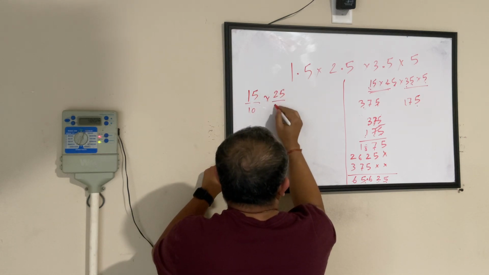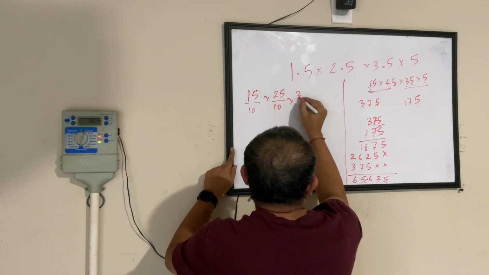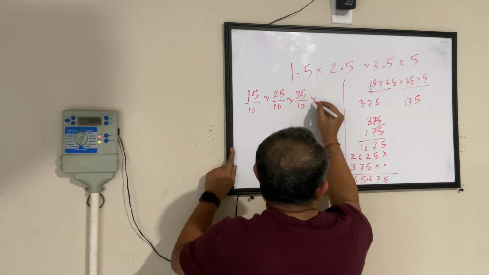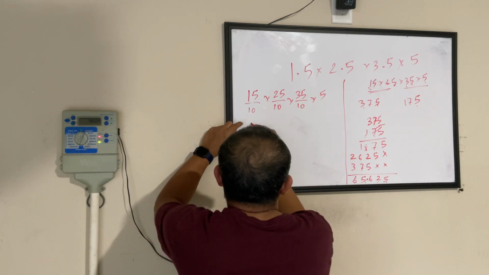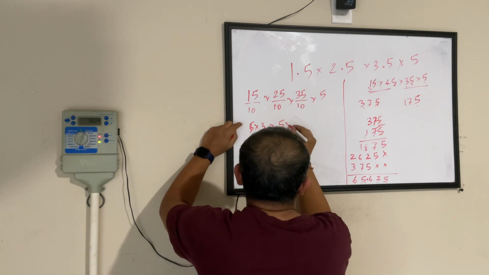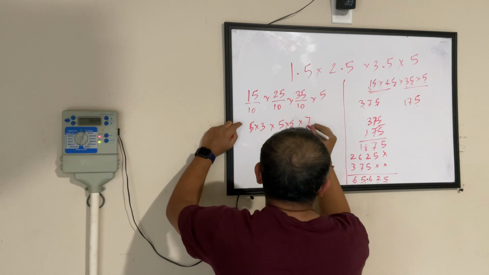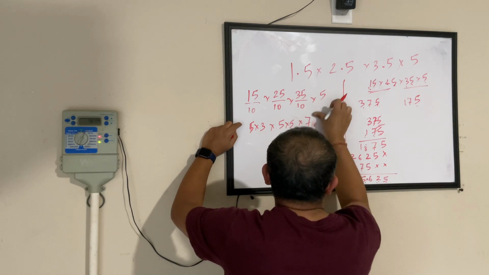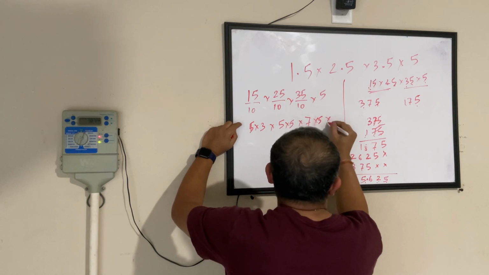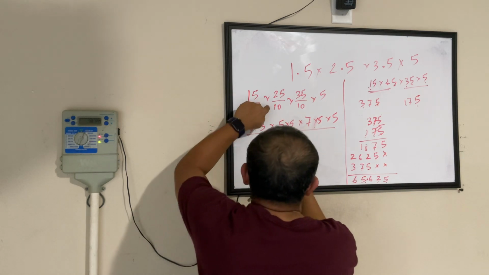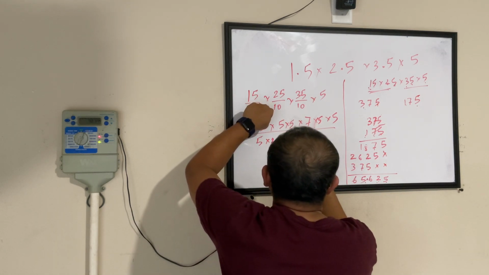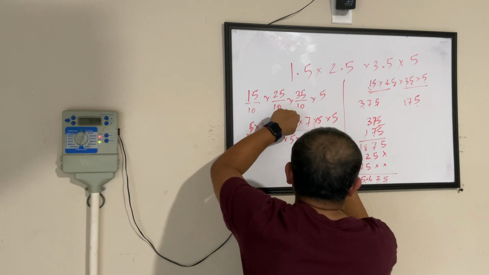2.5 becomes 25 by 10. 3.5 becomes 35 by 10. 5 remains 5. Now, here 15 I can write as 5 into 3. 25 I can write as 5 into 5. 35 I can write as 7 into 5. And 5 I can write as 5. 10 I can write as 5 into 2. This 10 also I can write as 5 into 2. This 10 also I can write as 5 into 2.